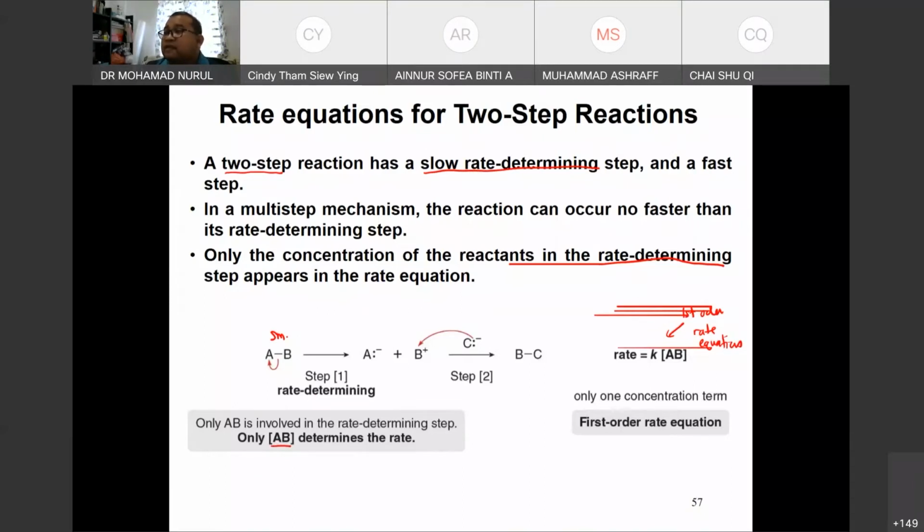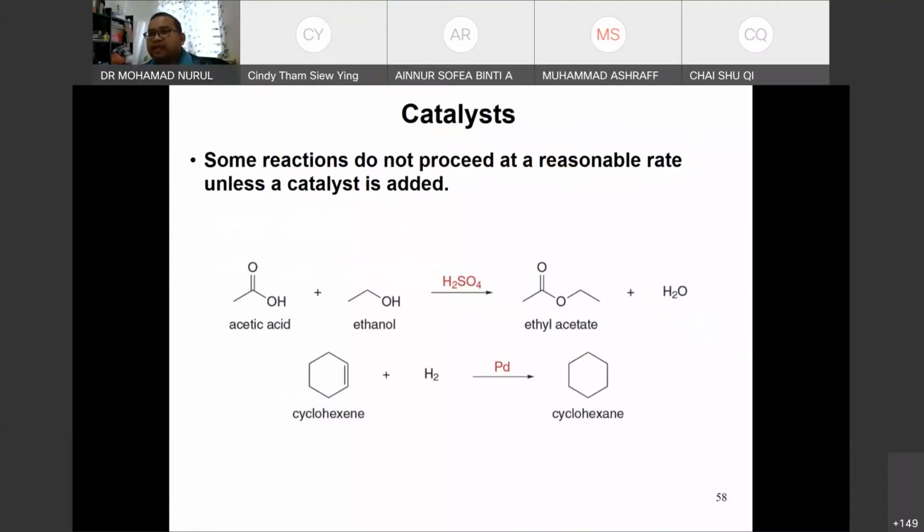So, for the application of catalysts, I think this is the last few slides. Some reactions do not proceed at a reasonable rate unless a catalyst is added. For example, what do we call this process? Esterification, yes, good. This is the esterification process to form ethyl acetate. To do that, we need acetic acid and ethanol.